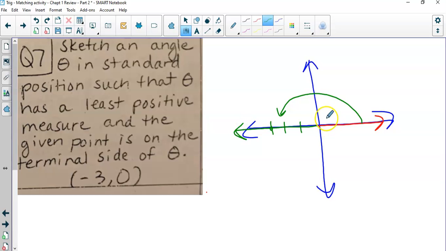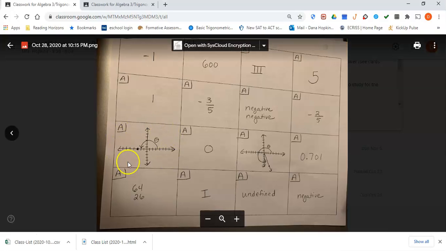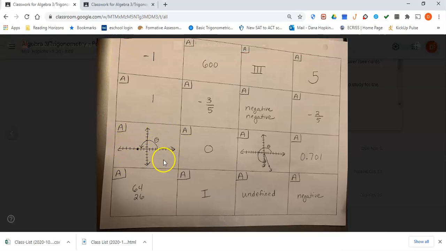So this is an angle that makes a line. This is our theta, the rotation right here. And what we're going to do is match this up with our answer key. So again, we're just sketching the angle. It doesn't say anything about finding any trig function values or anything like that. Sketch the angle. So that would match this only other one that's sketched. So that would be this one here.